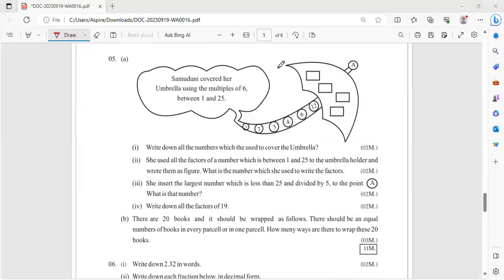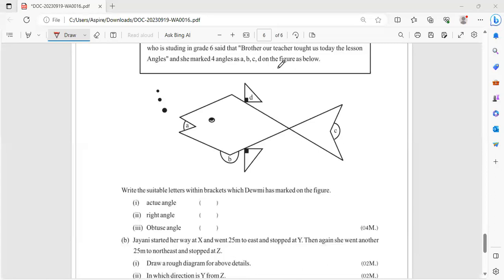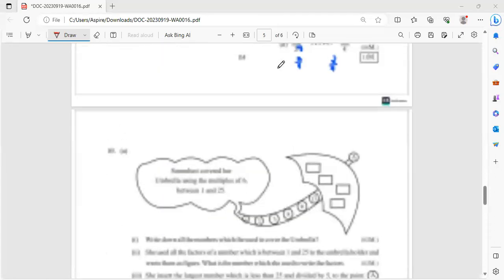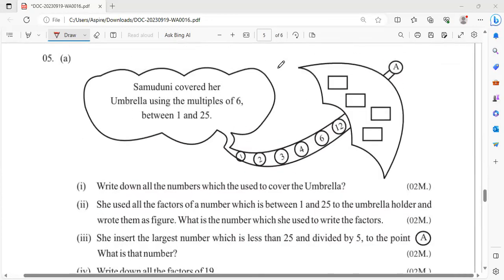Okay. Here, look at what this one is. It is relevant to multiples and factors. Okay. Let's move. Fifth one. Write down all the numbers which are used to cover the umbrella. Look, Samudani covered her umbrella using the multiples of 6 between 1 and 25.